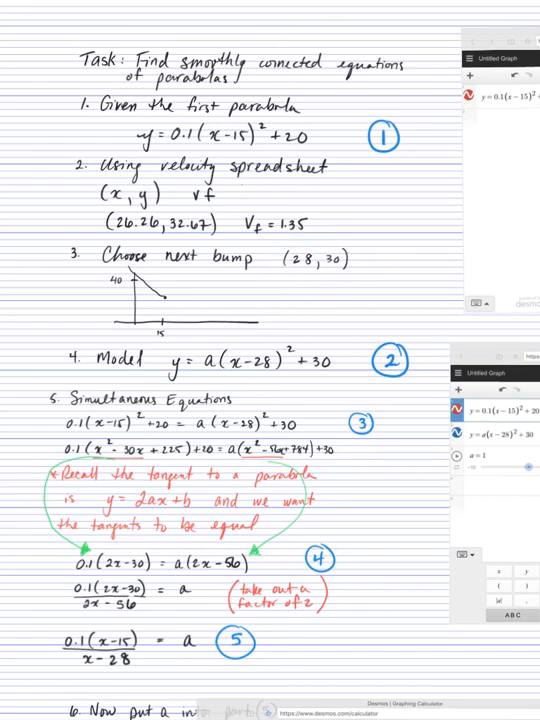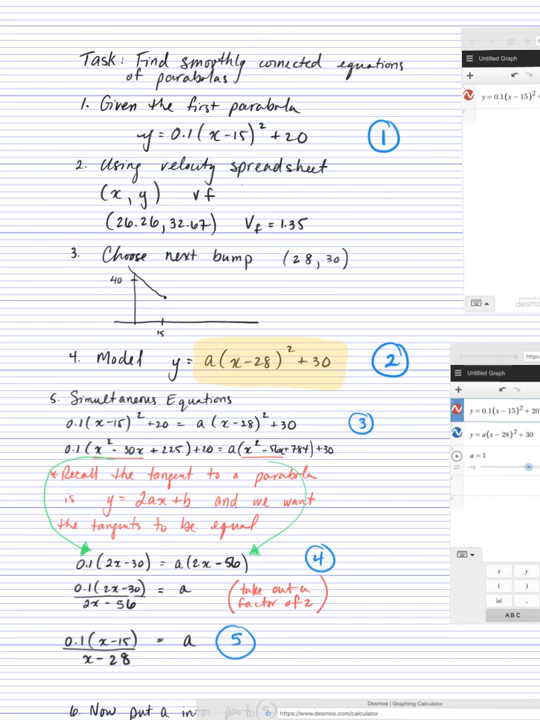All right, so when I go to make the model for that parabola, I'm here at number 4, and the model is going to be reflected by y equals a times (x minus 28) squared plus 30, and those are just based on my values that I gave it.